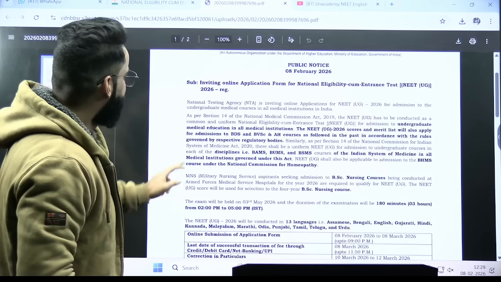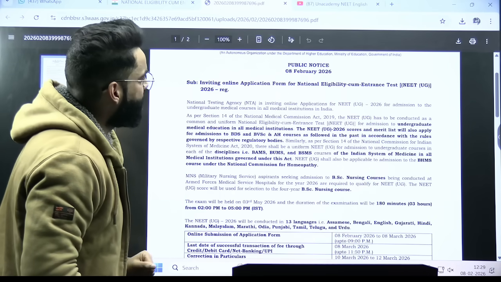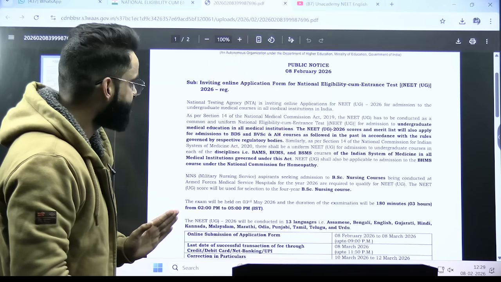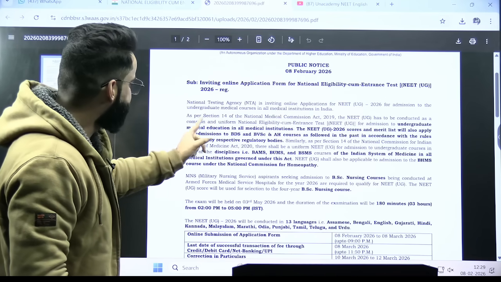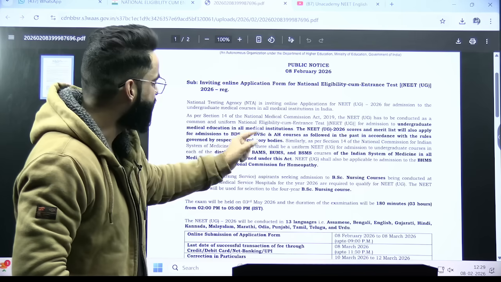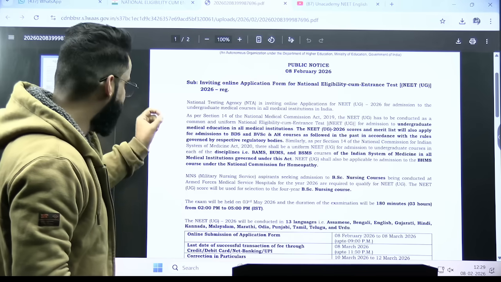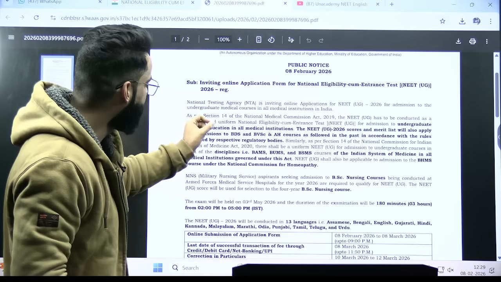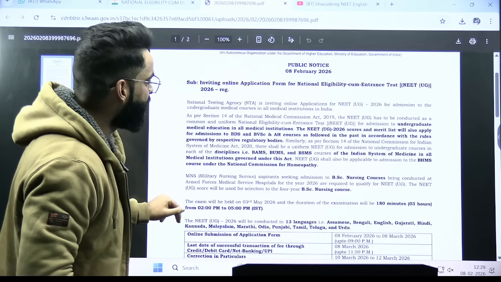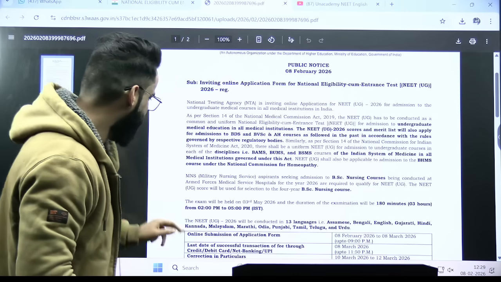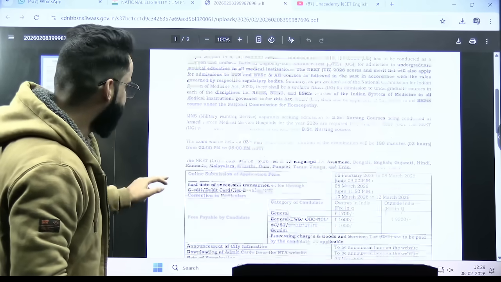My dear students, inviting online application form for NEET 2026 registration. First of all, as per section 14 of National Medical Commission Act 2019, the NEET UG has to be conducted as a common and uniform national eligibility cum entrance test for the admission to undergraduate. This is something which you already knew, right? Let's go to the main section.